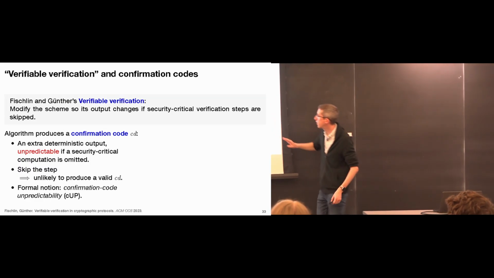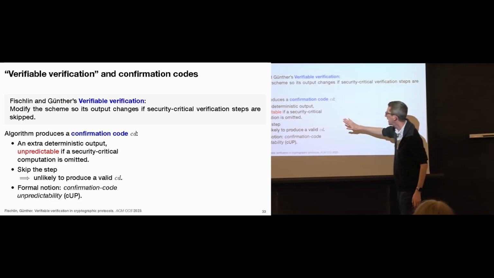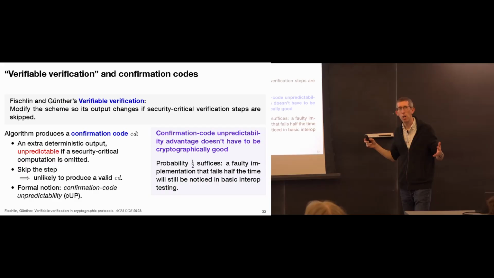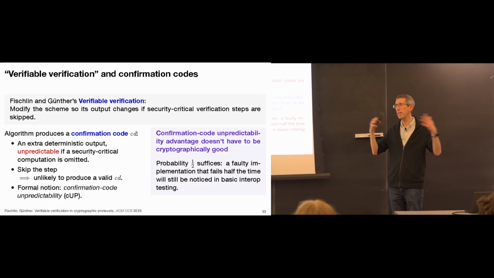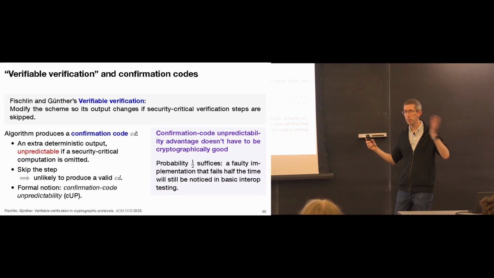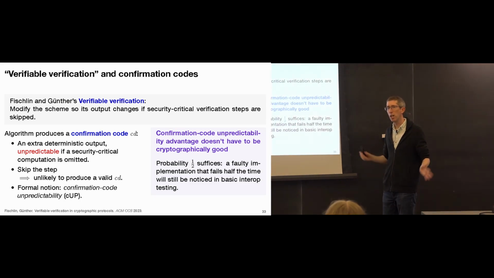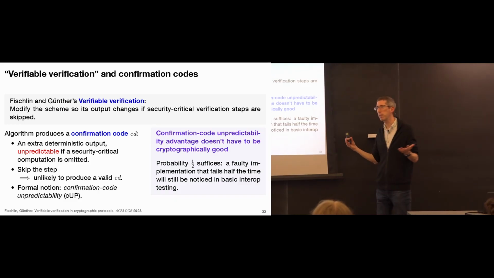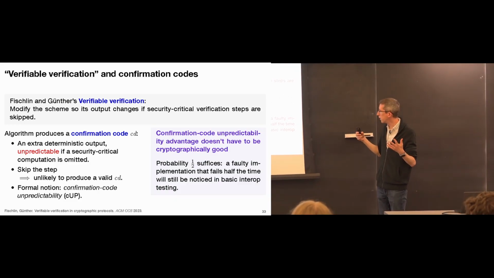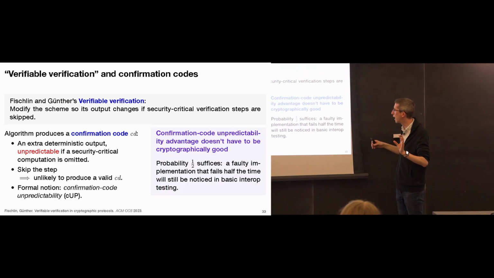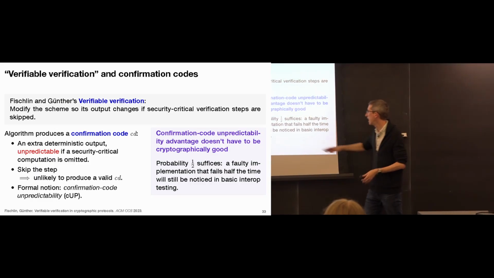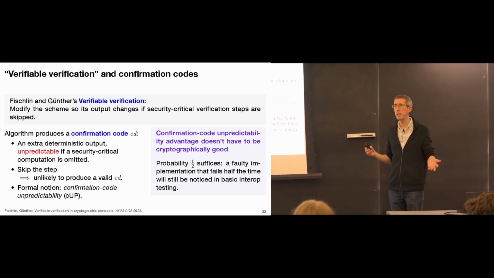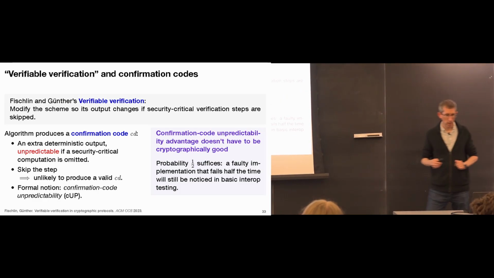And so we don't need the unpredictability of these confirmation codes to be too high. Okay? So normally in cryptography, we look for things to have distinguishing advantage at most 2 to the negative 128. Really, really tiny probabilities. But here, we're not thinking about a malicious adversary, just an incompetent programmer. So we don't really need things to be hard to fool with very high probability. If this thing fails half the time, that's still good enough, because you're going to notice if your test suite fails half the time. All right.